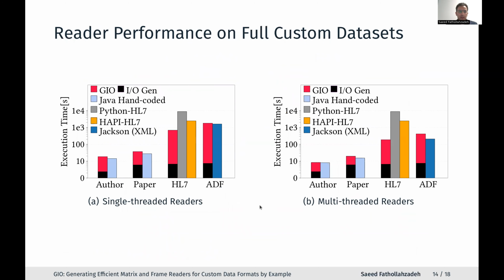As an end-to-end experiment, we benchmark GIO's readers' performance on full custom datasets. GIO finds the rules and codes for the readers that scale well and are better than others. The overhead is low, but of course can sometimes be high. It is done offline and can read more or larger datasets, and it is robust and good for custom data formats.